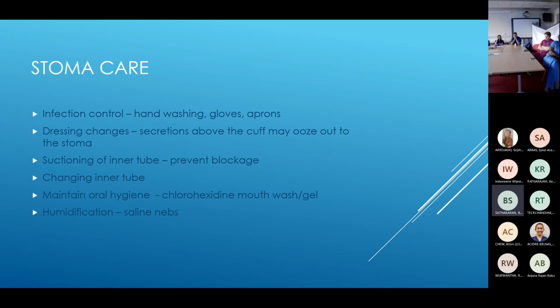And then also maintaining oral hygiene. You obviously do this with chlorhexidine mouthwash and gel in ITU. You can change the inner tube, which should be done, and also humidification. The tracheostomy bypasses our own body's humidification system, so the secretions that someone with a tracheostomy may have would be drier and therefore harder to remove. You could use saline nebs to counteract that.